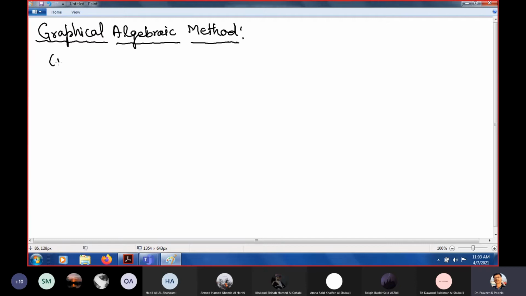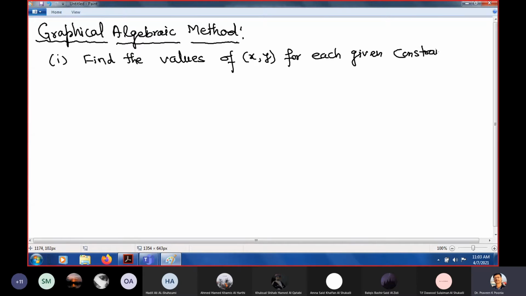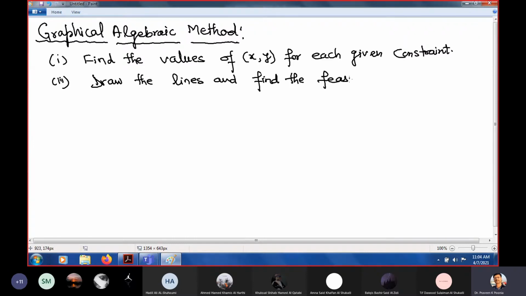So what we are going to do in the first step: find the values of x and y for each given constraint. This is the first step that we were studying yesterday. Then draw the lines and find the feasible region. This we studied yesterday.